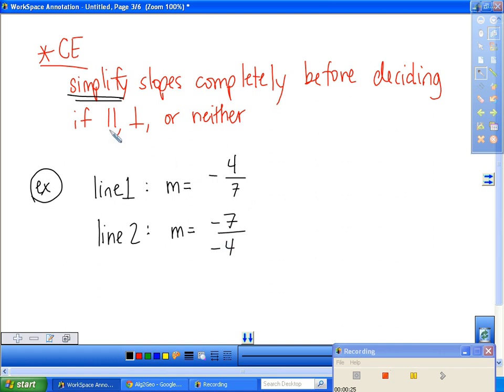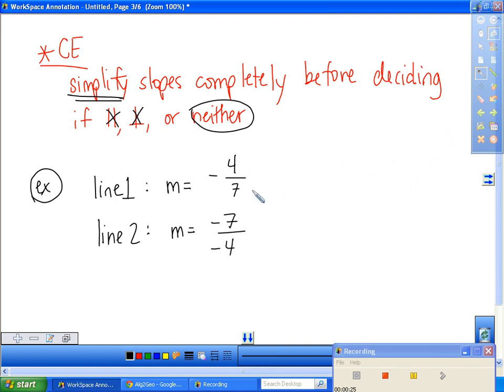And we think, is it parallel? Are these exactly the same? No, so I know it's not parallel. Is it perpendicular? Well, one is negative and the other is negative. Even though the numerator and denominator are flipped, since they're both negative, it can't be perpendicular. So I'm going to say neither, which is actually the wrong answer.